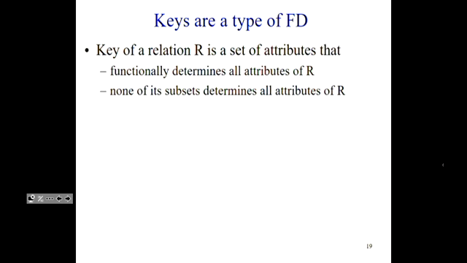Okay, so going back to our example of key as a functional dependency, a key of a relation is a set of attributes that functionally determines all attributes of R, and none of its subsets determine all of the attributes of R. Right? So this is a more formal notion of the notion of keys that we saw even in ER design. So a key of a relation is a set of attributes that functionally determines everything else, and none of its subsets functionally determine all of the other attributes. Determine or imply are the same thing, so it's just a way of describing the functional dependency.